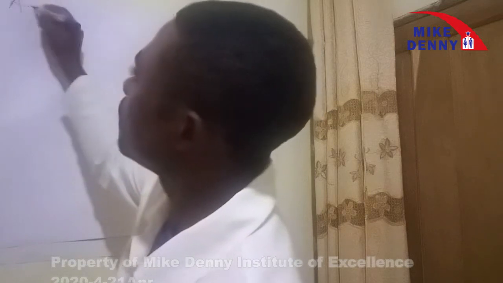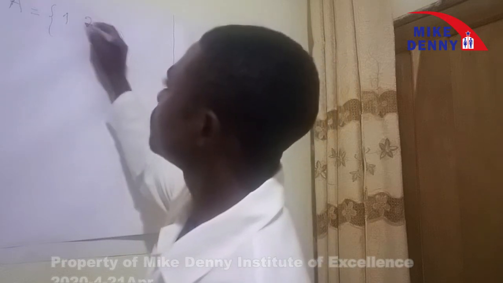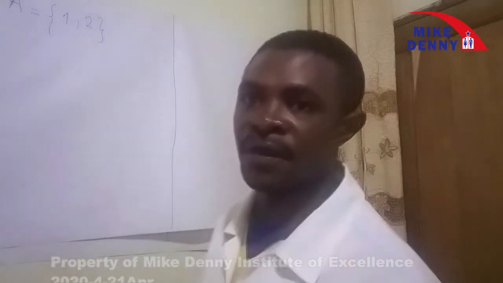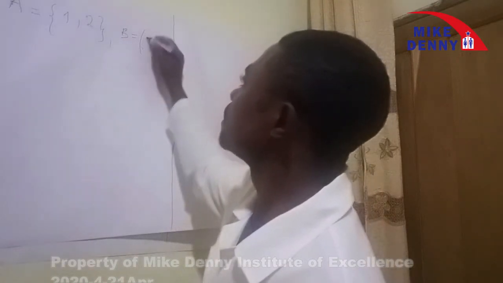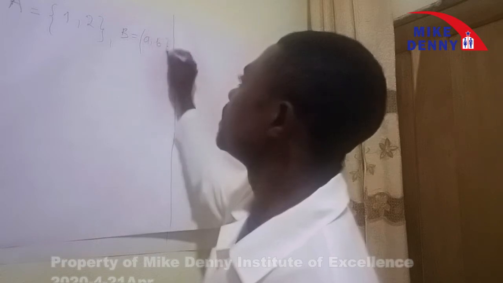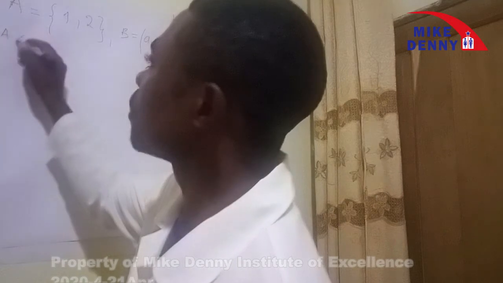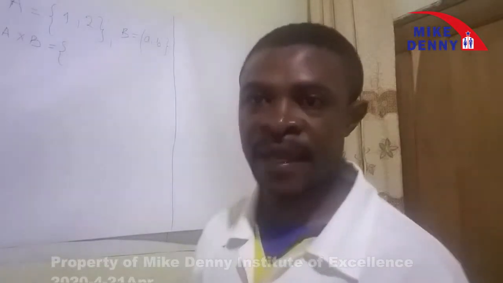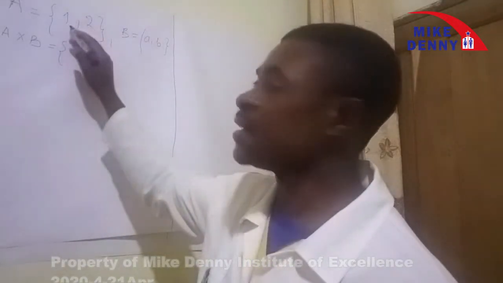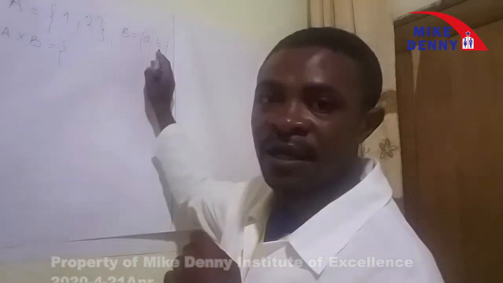If I have a set A, with elements 1, 2, and another set B, with elements small a, small b, the Cartesian product between A and B is always denoted A cross B. Here, you are going to form ordered pairs. So you take the first element in A and you map it with the first element in B. You do the same with the first element in A and the second in B.